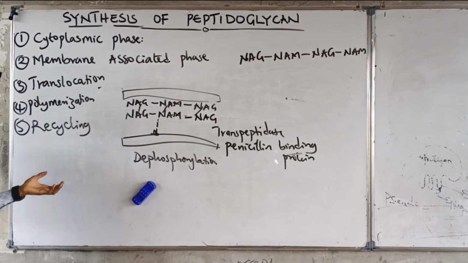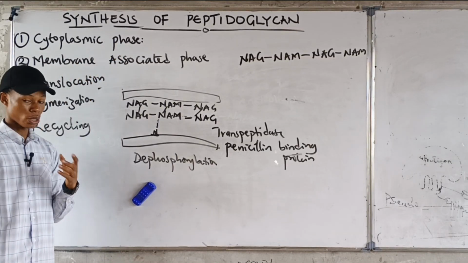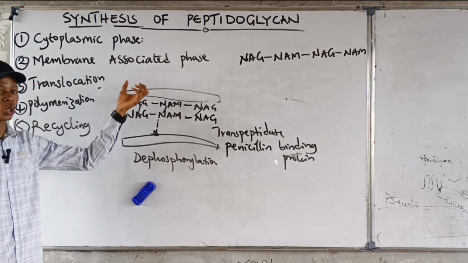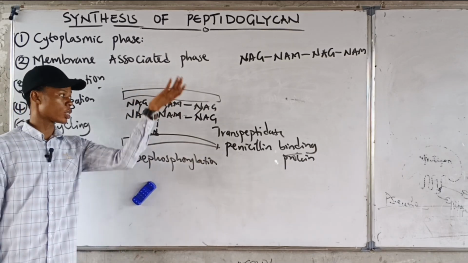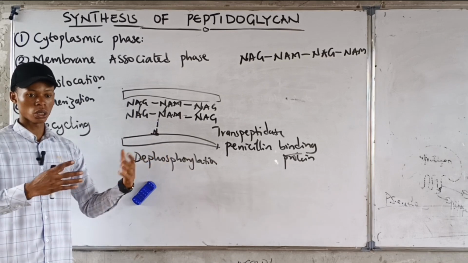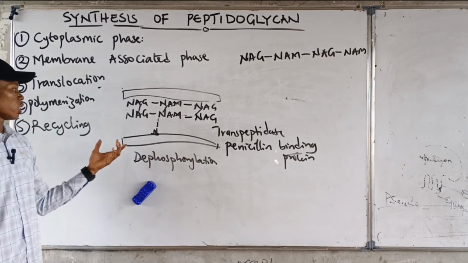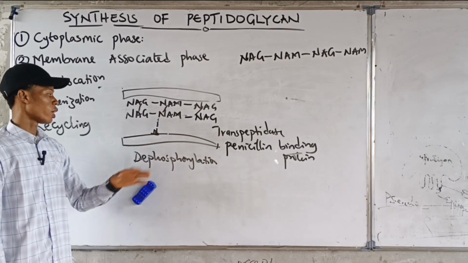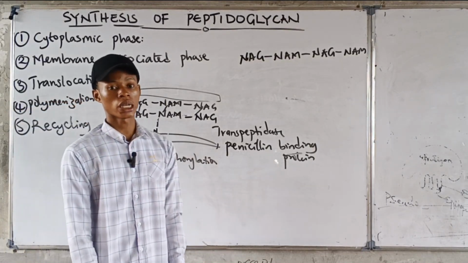So basically those are the 5 steps in peptidoglycan synthesis. Cytoplasmic phase, where we synthesize our precursors. Membrane associated phase, where bactoprenol binds to it. Translocation, where the bactoprenol is flipped, so we flip this to the periplasmic phase. Polymerization, where we make it long, having 2 chains, and we cross-link. Then recycling, dephosphorylation will return the bactoprenol back into where it's supposed to be, into the membrane. So these are the steps involved in peptidoglycan synthesis.